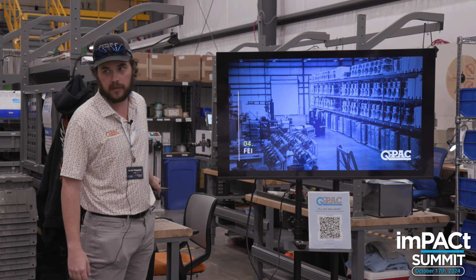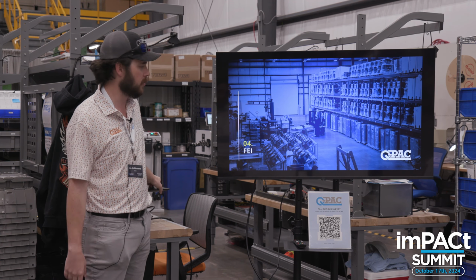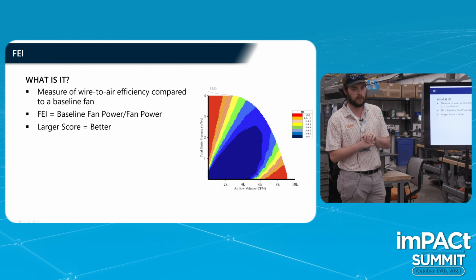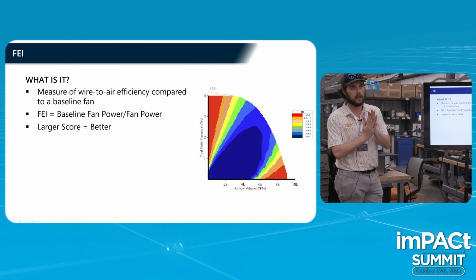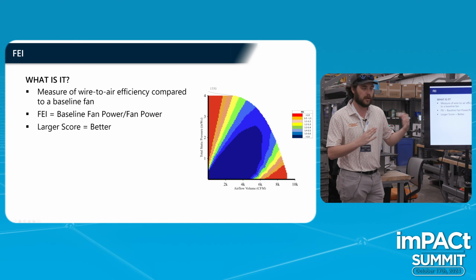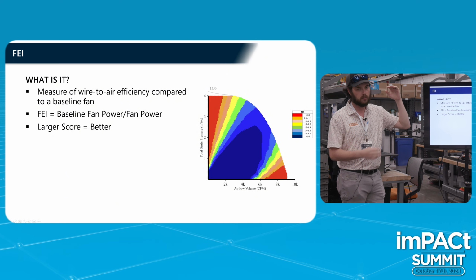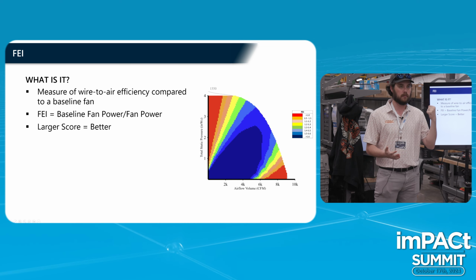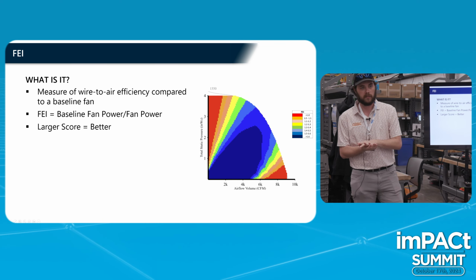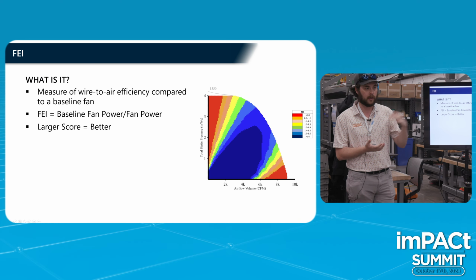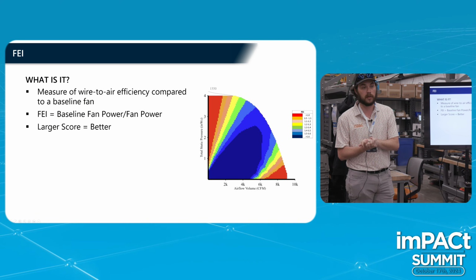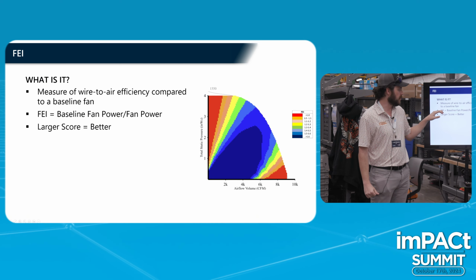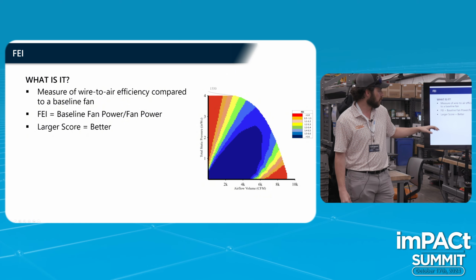So you might know what FEI stands for. It's a little buzzword. There you go. Fan Efficiency Index. So Fan Efficiency Index is a measure of wire-to-air efficiency compared to a baseline fan. So we're taking what ASHRAE has determined to be at each operating point. They say, okay, at 6,000 CFM, at 6 inches of static, you should be consuming X amount of power. And we're comparing that power in the actual system to that baseline that they've determined. ASHRAE determines the baseline? Okay. Yep. And so it's the baseline fan power divided by the fan power, so the larger the score, the better.